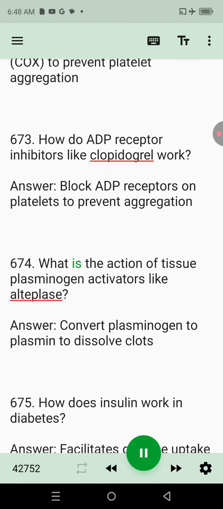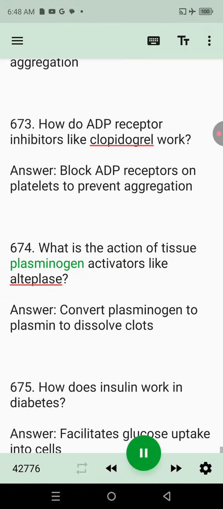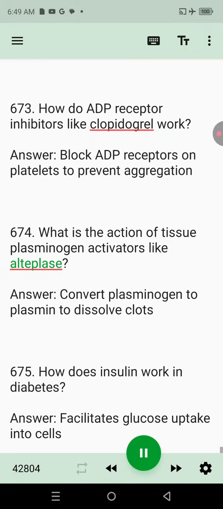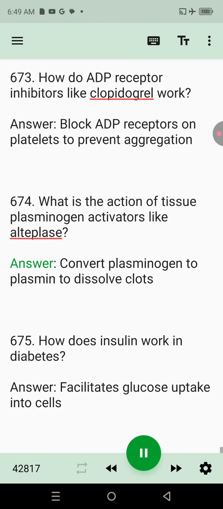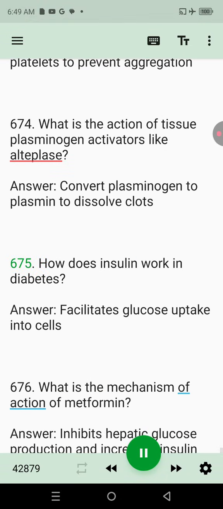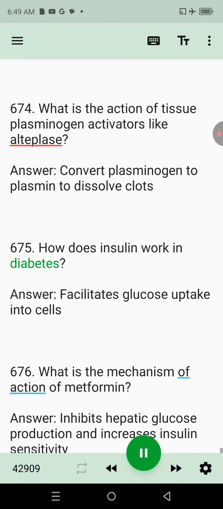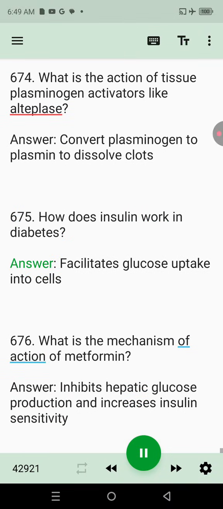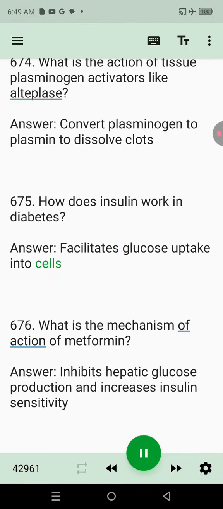674. What is the action of tissue plasminogen activators like alteplase? Answer. Convert plasminogen to plasmin to dissolve clots. 675. How does insulin work in diabetes? Answer. Facilitates glucose uptake into cells.